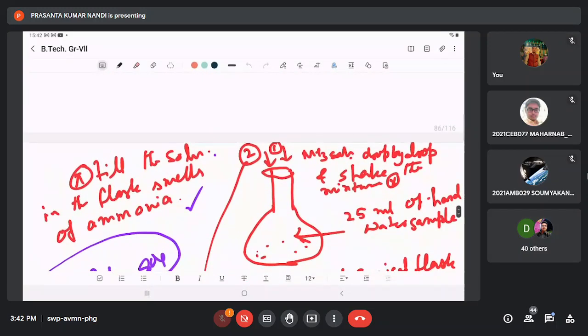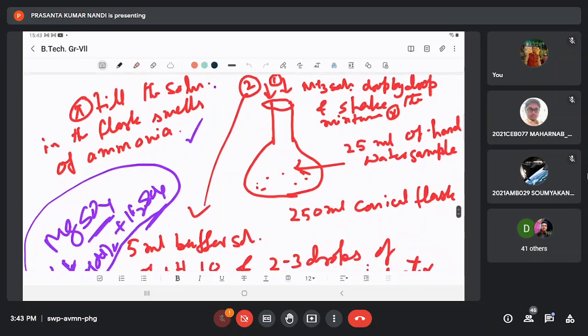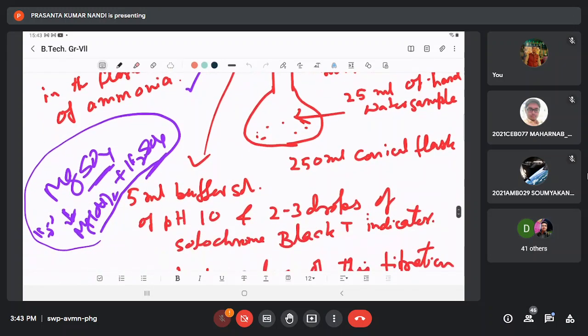So in the titration of the hard water sample, you have to take 25 ml hard water sample. Then, first, you add ammonia solution till the solution in the flask smells of ammonia. Unless the smell of ammonia evolves, you continue adding ammonia solution and shake. And after that, you add 5 ml buffer solution of pH 10 and 2 to 3 drops of Solochrome Black T.